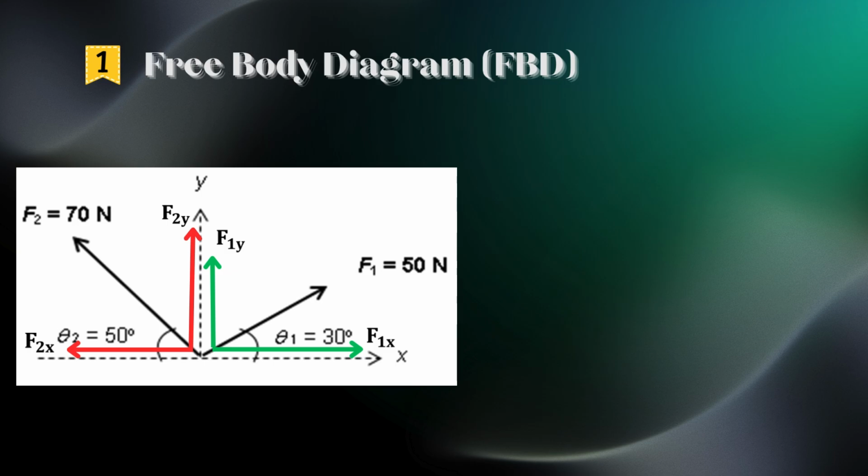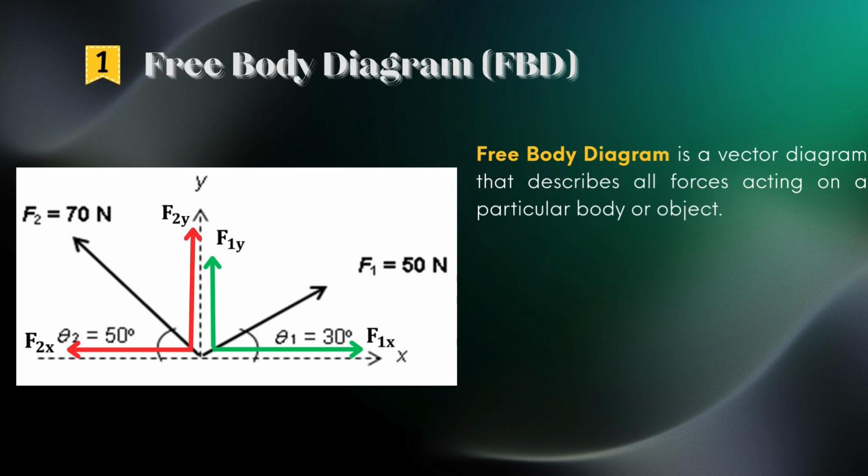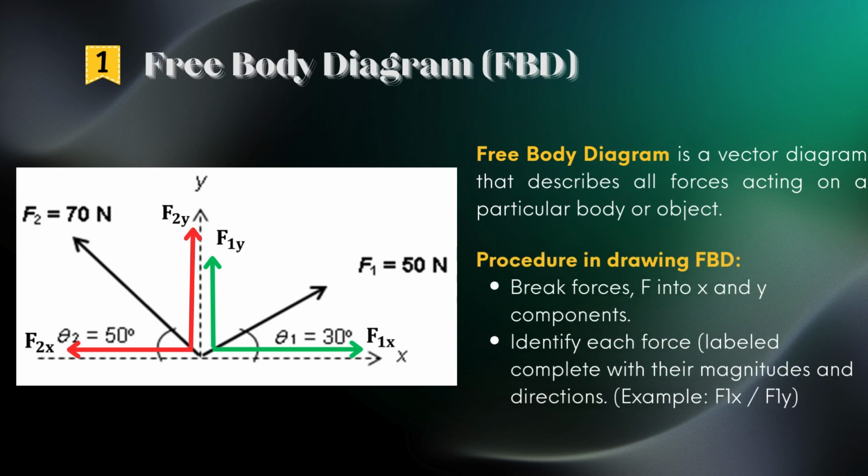Every time we solve a vector problem, first and foremost is to draw a free body diagram or FBD. FBD is a simple sketch that shows all the forces acting on an object. It helps us to visualize the situation and plan how to solve the problem. Let's say you have a force of 50 Newtons acting at an angle of 30 degrees above the horizontal. We have to break it into horizontal x and vertical y components.